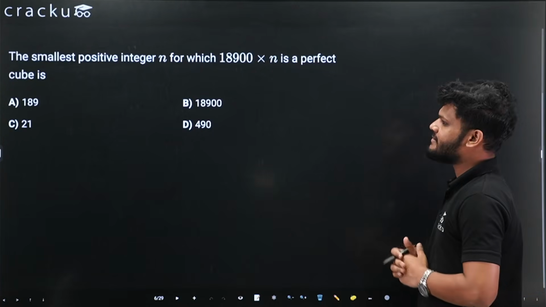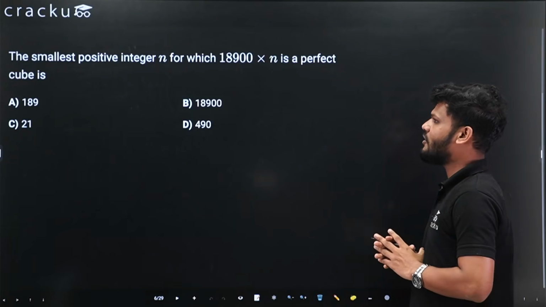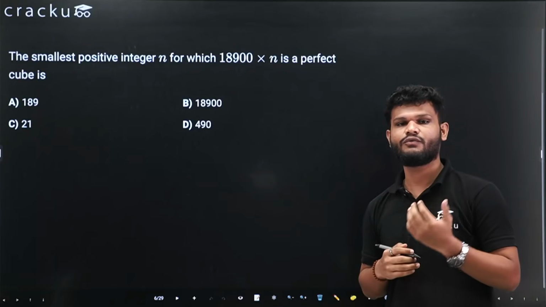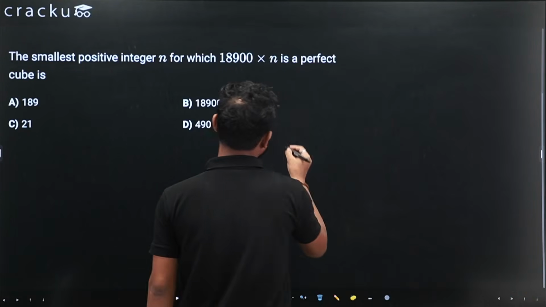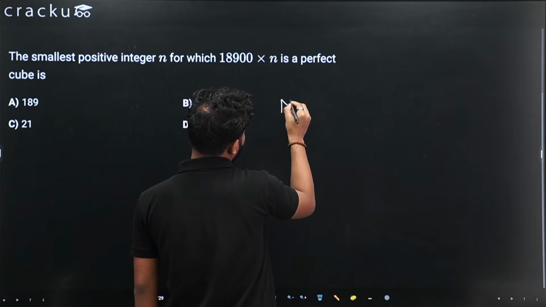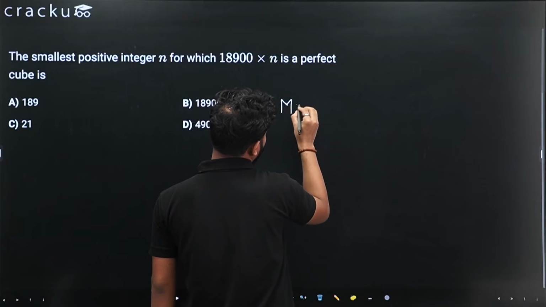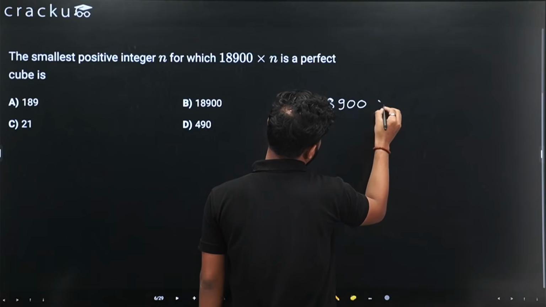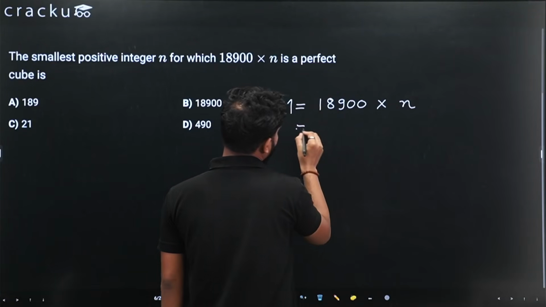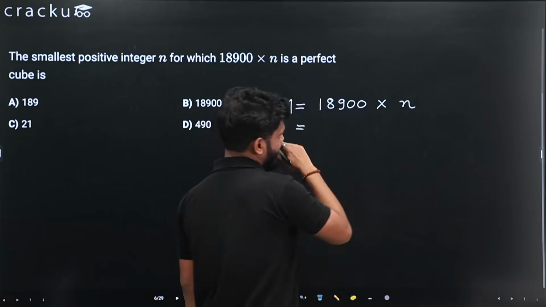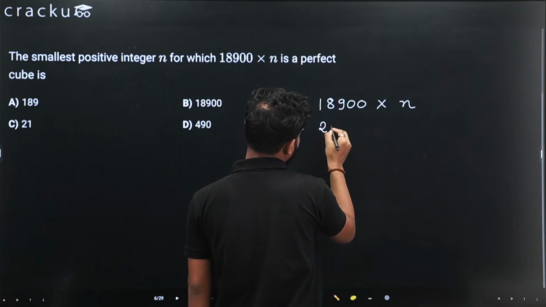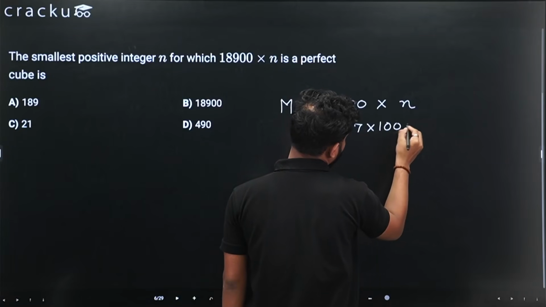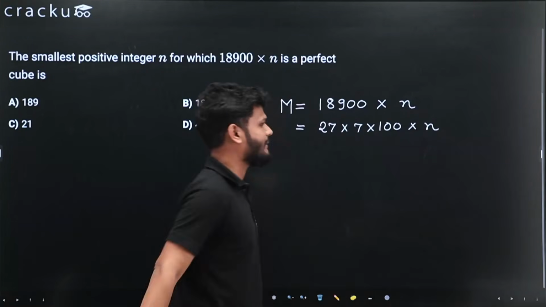In this question we are asked the smallest positive integer n for which this is a perfect cube. So what we need to do is factorize. Let us say M is equal to 189,000 multiplied by n. Can I write 189,000 as 27 into 7 into 100 multiplied by n?